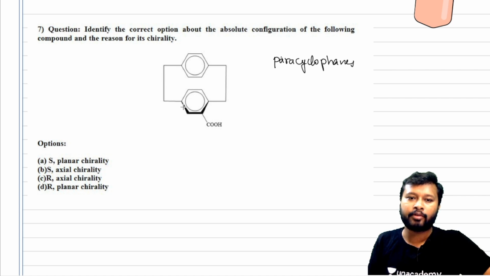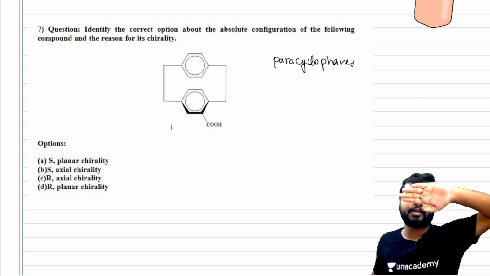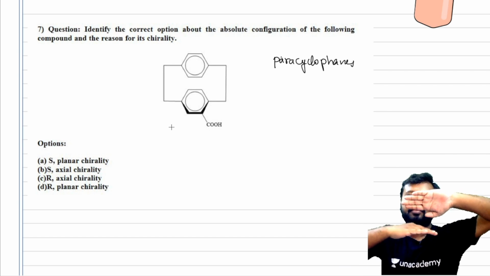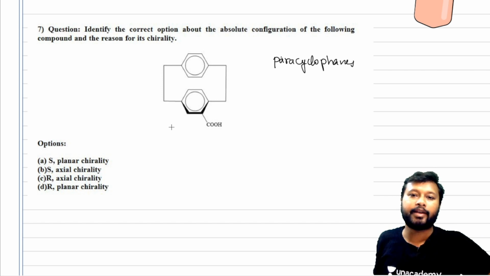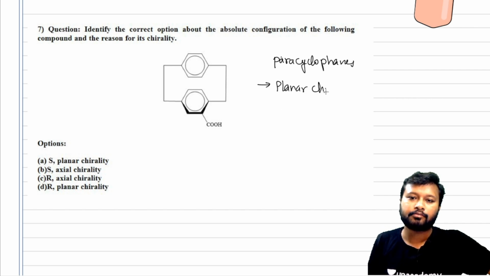See, it is shown with this wedge also, that the dark side is towards you and the other side will be away from you. So one of the benzene rings is like this, on the screen, and the other benzene ring is like this. That's why they gain a chirality, and that is called chirality due to a plane, or planar chirality. Now in this case, they don't have axial chirality, they have planar chirality. So that's why you can cancel out option B and option C.